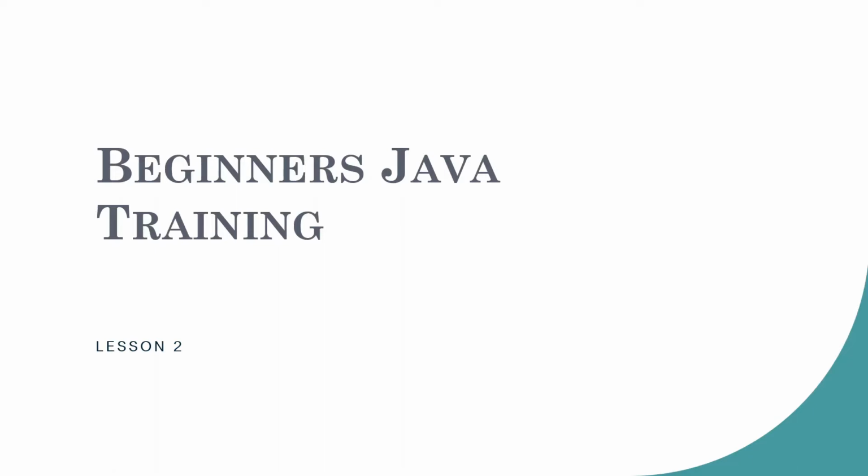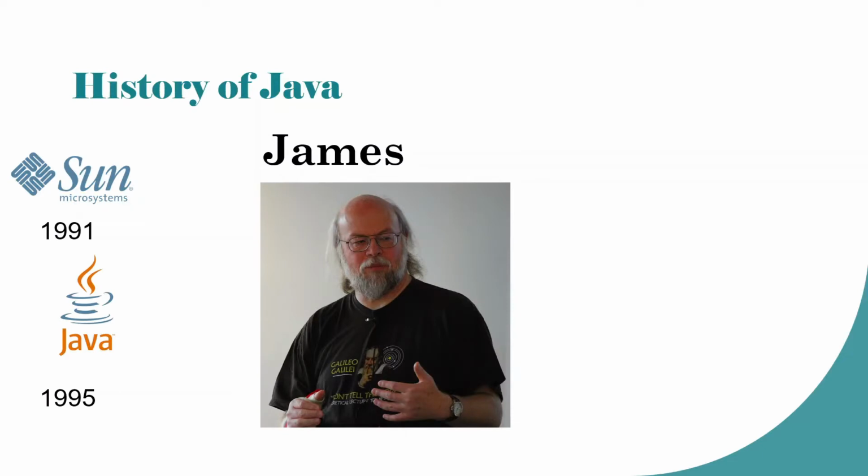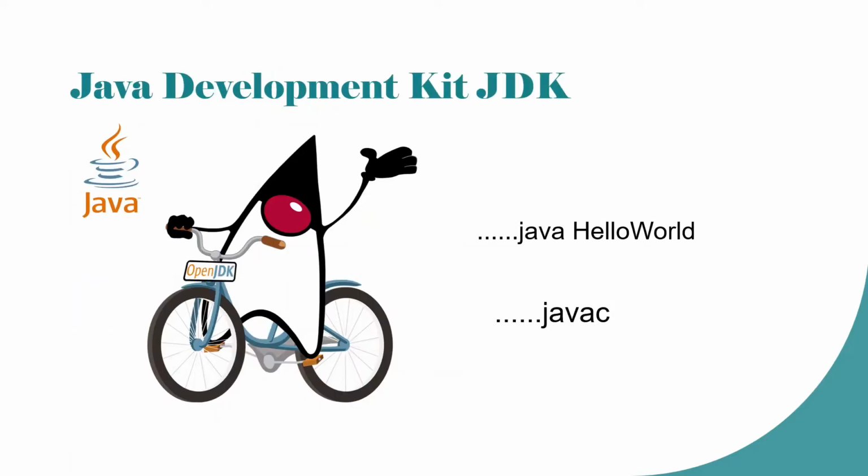Now let's get started. James Gosling is often referred to as the father of Java. He began the Java project in 1991, and by 1995 the project was ready for use. We are going to be using the Java Development Kit, the JDK, and we are going to use the OpenJDK and Java version 11. This should keep us going for the next 5 years.